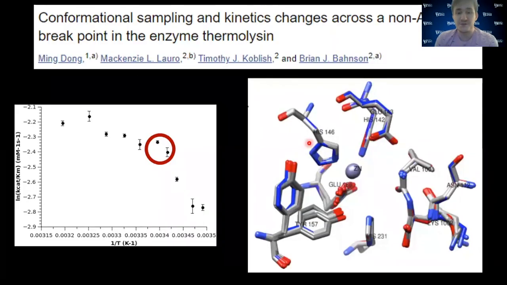The first phase of this thermolysin research has already been published by Dr. Ming Dong, who was a former graduate student of Dr. Bahnson's. She determined that thermolysin had an Arrhenius breakpoint at around 20 to 25 degrees Celsius, which is close to room temperature. One of the proposed reasons for this deals with the shifting of amino acids in the enzyme's active site over that temperature range. If you want to read more into this, I've left the name of that paper on this slide.